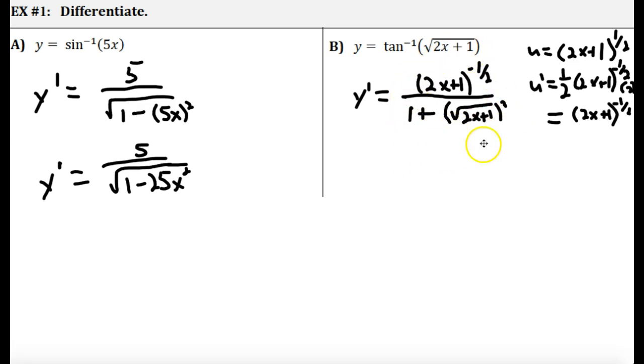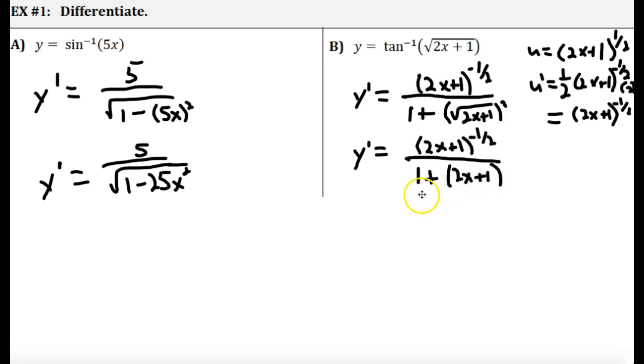Now, again, on a free response, we could just stop here, but we can clean this up a lot. Right here, if we have the square root squared, that cancels out. So I'll have 2x plus 1 to the negative 1/2 power over 1 plus just 2x plus 1. Well, now I can just combine like terms in the denominator. 1 plus 1 is 2, so we end up with 2x plus 1 to the negative 1/2 power over 2x plus 2.